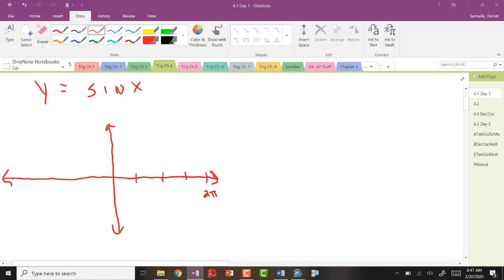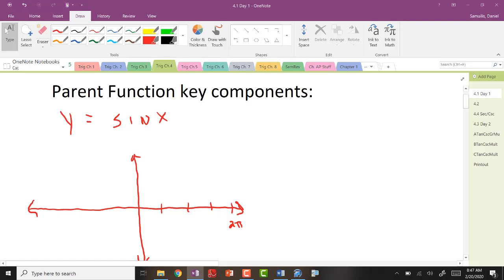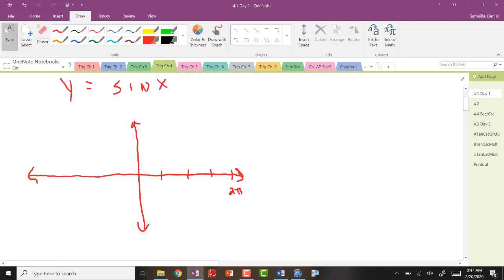Then I'm going to change it. I'm going to show you. This is the parent graph, by the way. Did I put that up here? Parent function, key components. Parent, y equals sine of x. Then we're going to talk about changes right away that can happen to it. But that's what happened here. And we started with sine of 0, and sine of 0 was 0. And if you didn't get that far, you're severely, anyone?